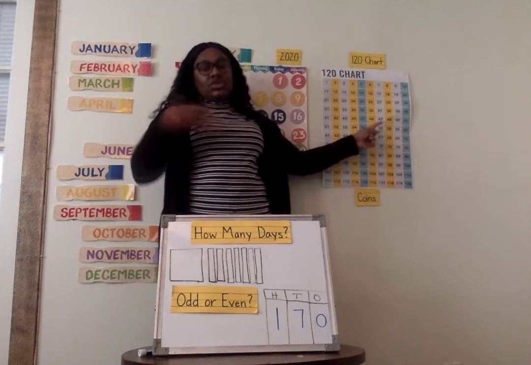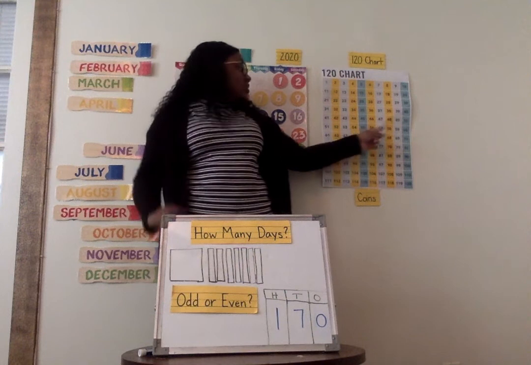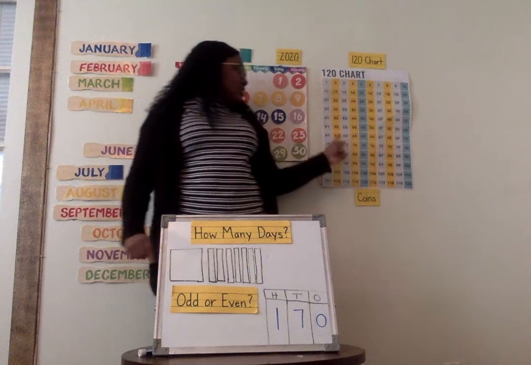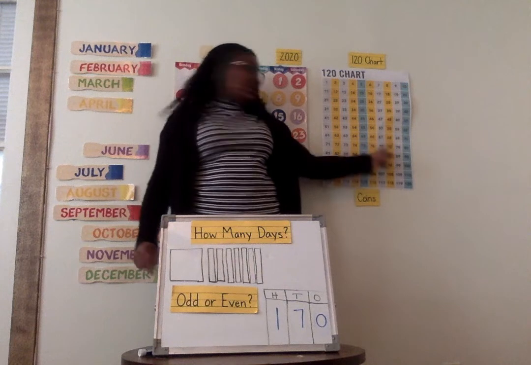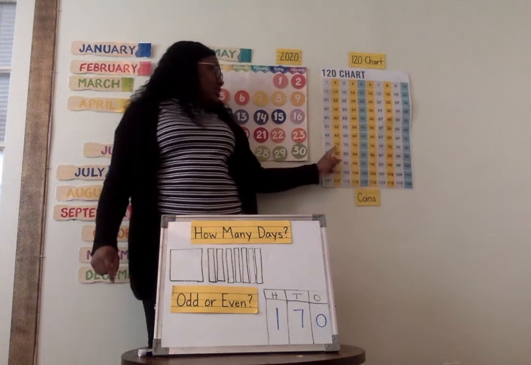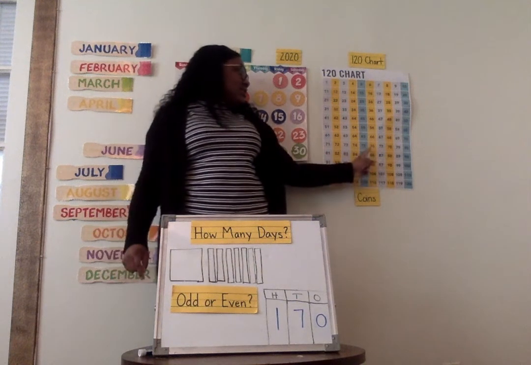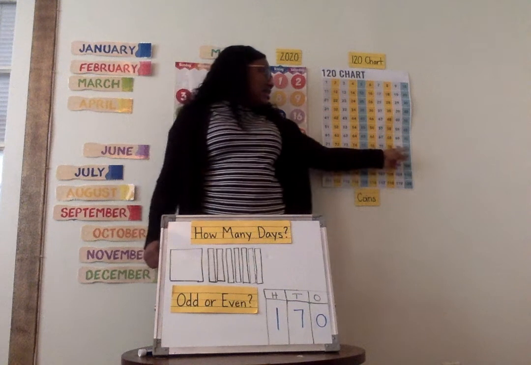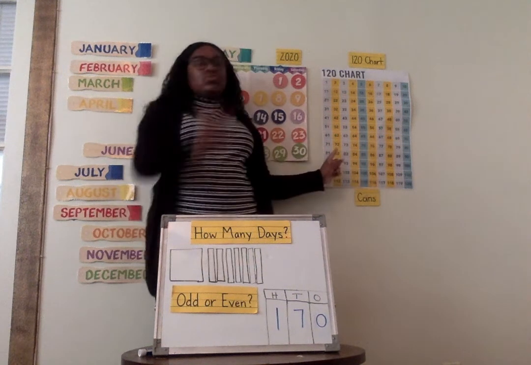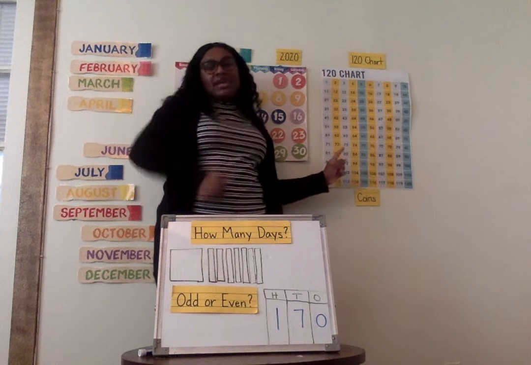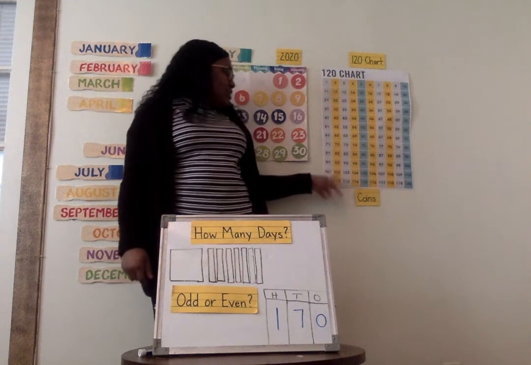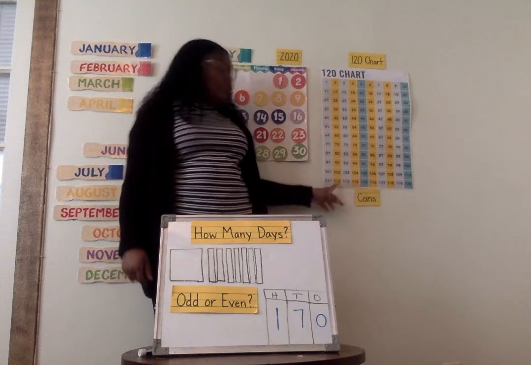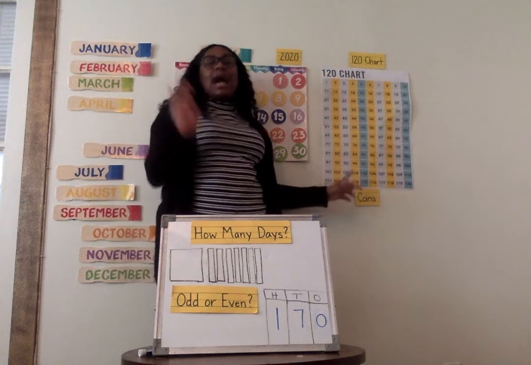Stop. Switch, count up by 2s. 58, 60, 62, 64, 66, 68, 70, 72, 74, 76, 78, 80, 82. Stop. Switch. Count up by 10s. 82, 92, 102, 112. Stop.